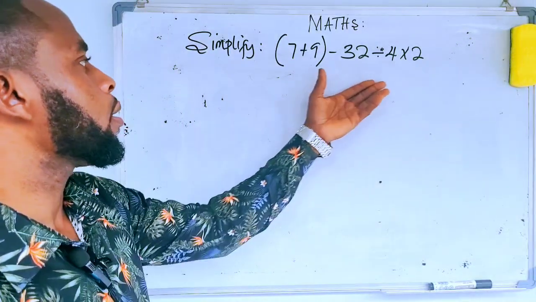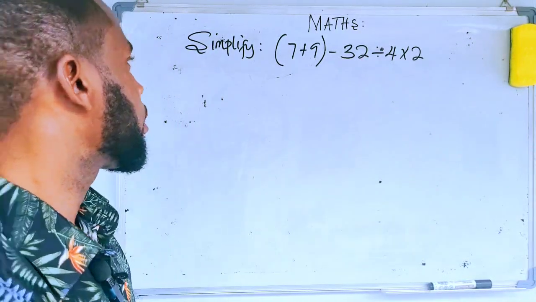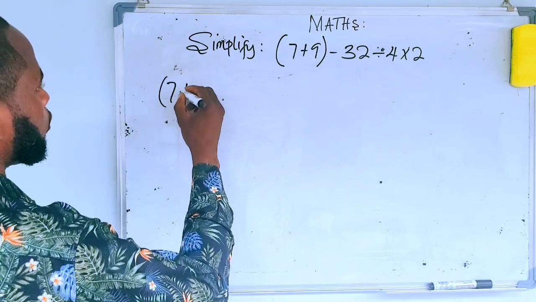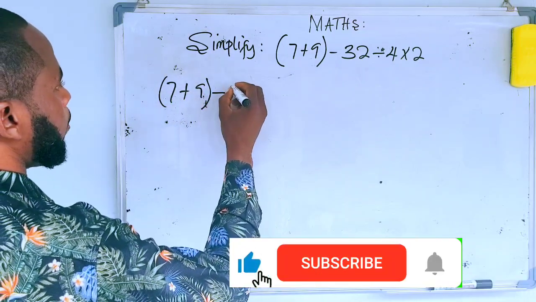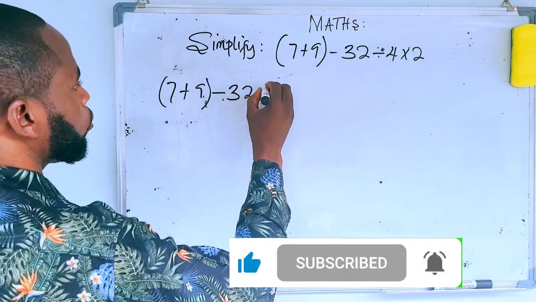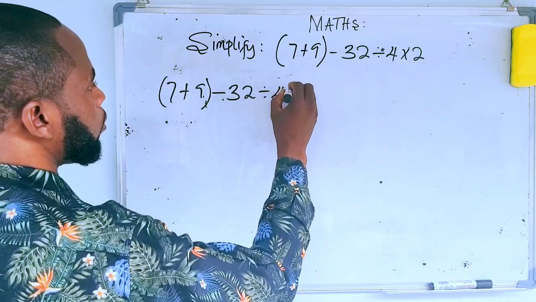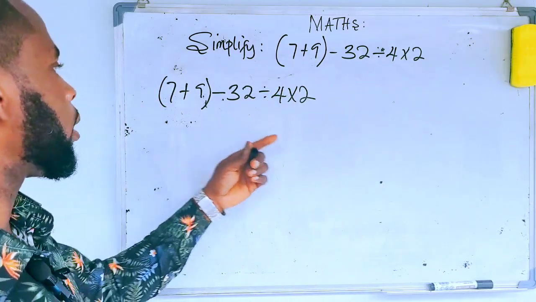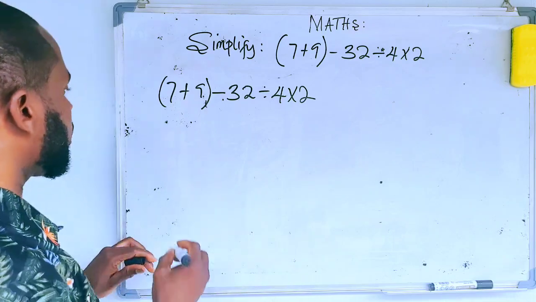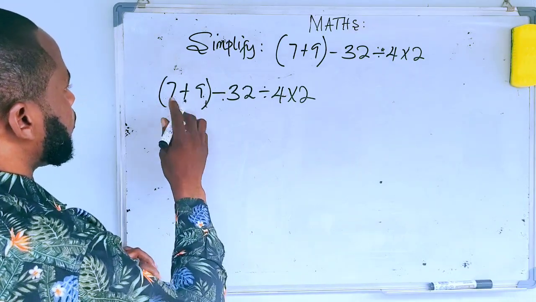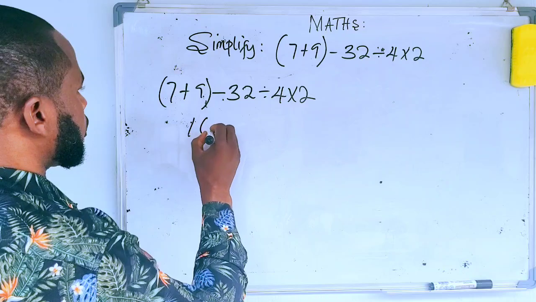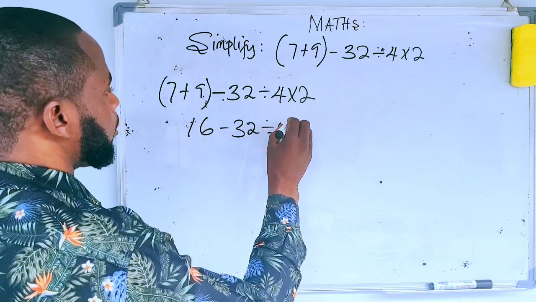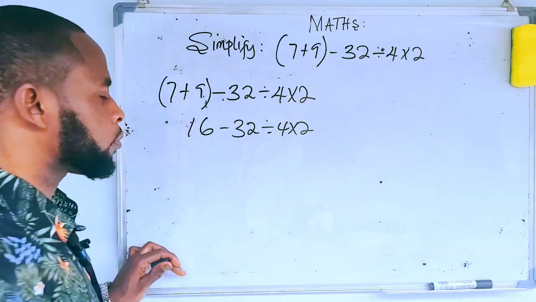Let us simplify this. We have here 7 plus 9 minus 32 divided by 4 multiplied by 2. Here, some persons will simplify it this way. They have 7 plus 9, that gives 16, minus 32 divided by 4 times 2.